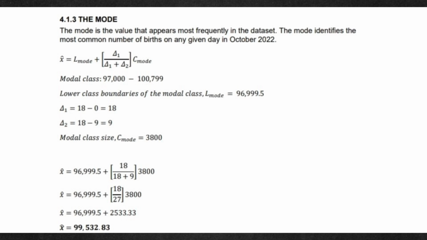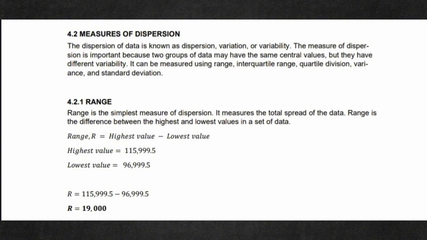96,999.5. The first frequency difference is equal to 18. The second frequency difference is equal to 9. The modal class size is equal to 3,800. After we substitute the values into the formula, we get the mode is equal to 99,532.83.